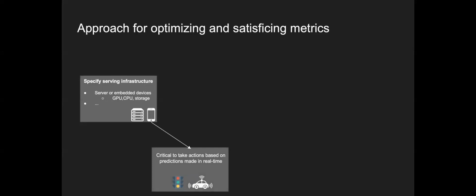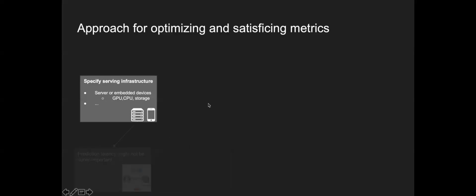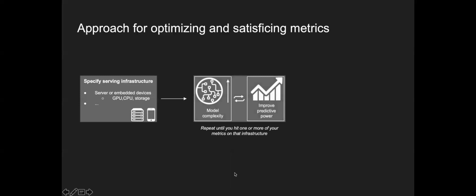And in those cases, it would be natural to have those kinds of applications on embedded devices, like for autonomous vehicles. But for recommendation systems, prediction latency might not be super important. So as we can see here, when we have decided this, the next step would be to train your model and improve the predictive power. And you repeat this until you hit one or more of your metrics on the infrastructure.